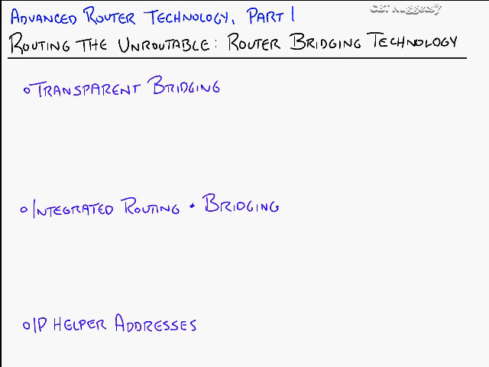Advanced Router Technology Part 1, Routing the Unroutable with Routing Bridging Technology. Have you ever laid out a network diagram of your network and saw all the routed points around the network and thought to yourself, boy, this would all be easier if these routers just went ahead and passed broadcast traffic back and forth uninhibited? Me neither.